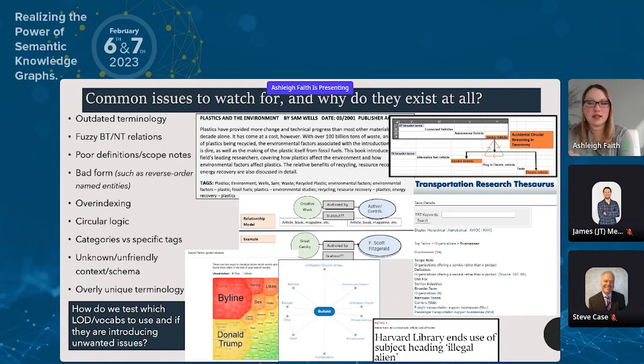Circular logic. You'll see that in the Excel-looking one, where if you have a very large vocabulary, sometimes you'll accidentally make a parent a child of a child of a child, the parent somewhere. So it'll give some circular reasoning. You need to be careful of that. Categories versus specific tags. So what is this about versus this is a general family of things.